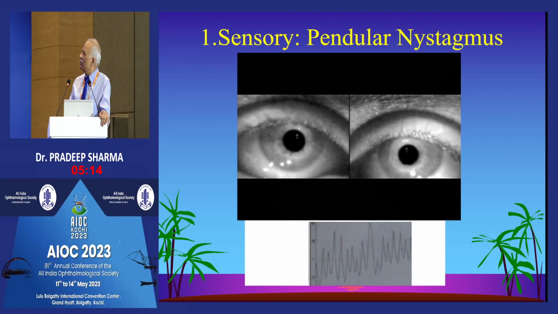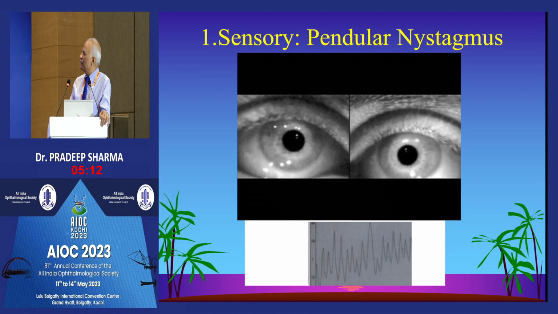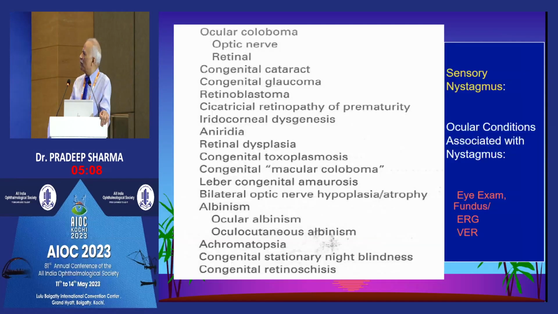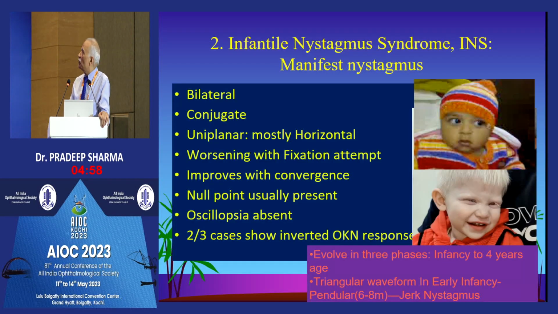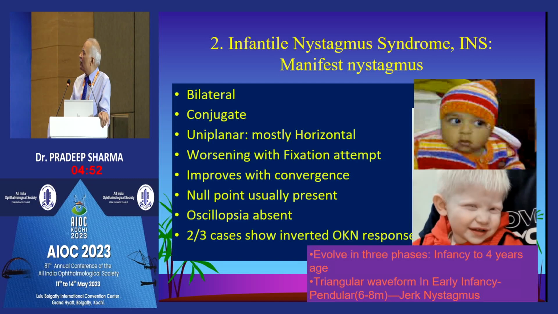Now in the condition in which there is a to and fro movement on either side, if you record them, they will be like this, pendular nystagmus, and usually they have associated problems in the retina. So look into it and do necessary ERG or VER to confirm that. In those cases in which there is no such thing, usually the visual acuity is going to be good, and as you find in this child, this is an infantile nystagmus syndrome.